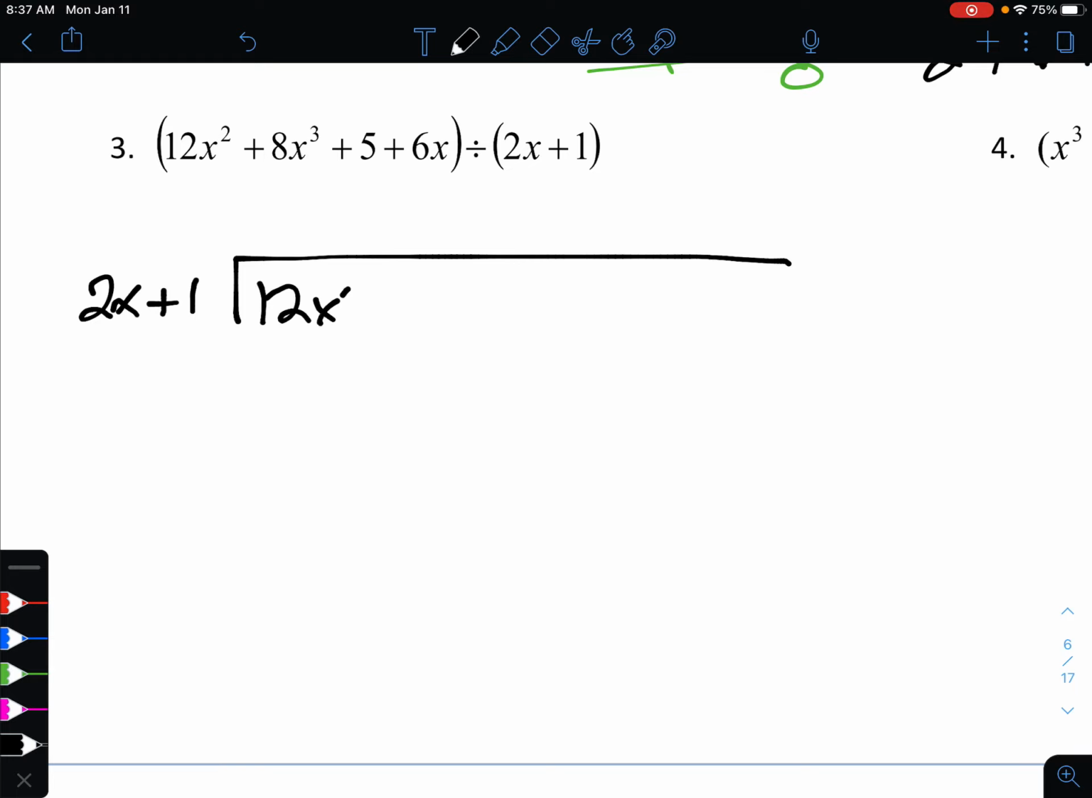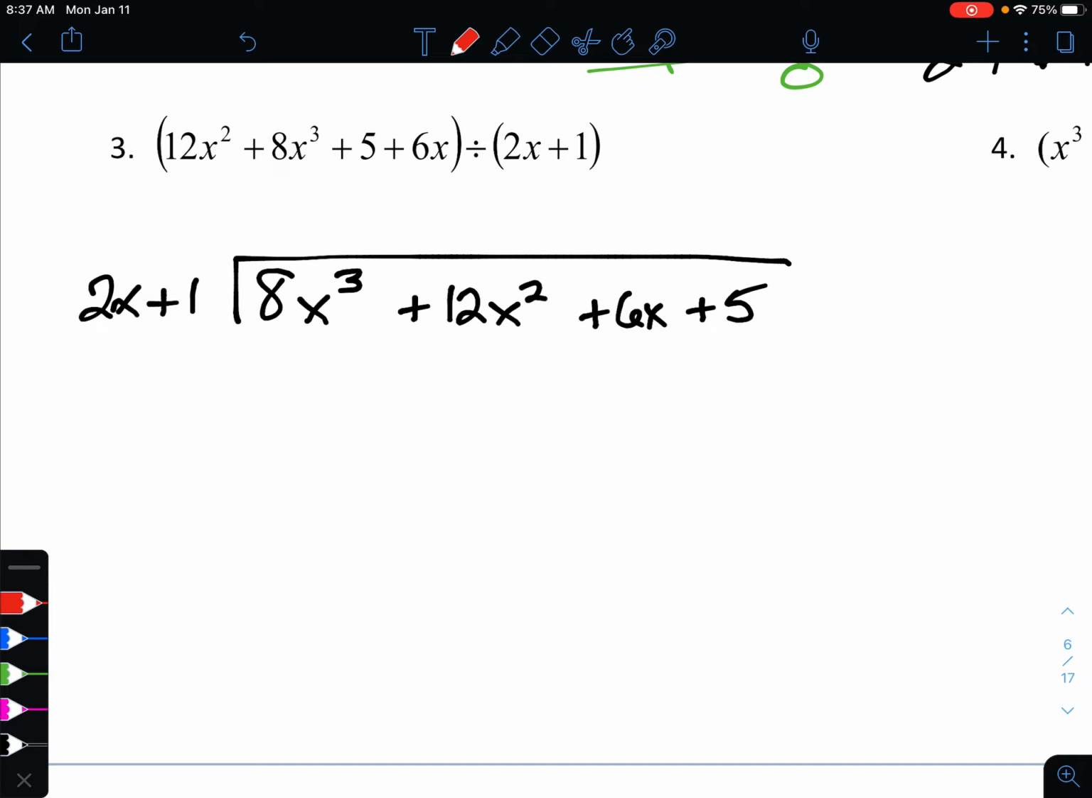Now don't start it with 12x squared. Just a reminder, we need to make sure that it's in standard form, meaning that we start with our highest exponent, which is actually 8x cubed. Then the next highest, which would be 12x squared. Then the next highest, which isn't 5, but 6x. And then our plus 5 at the end.